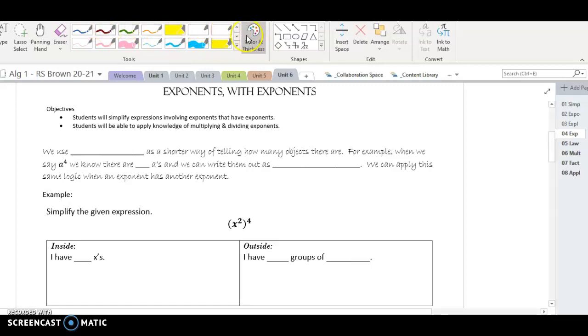Hey everyone. All right, so we have talked about multiplying exponents rule, dividing exponents rule, and now we need to talk about exponents with exponents rule.